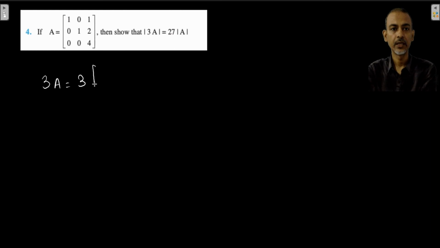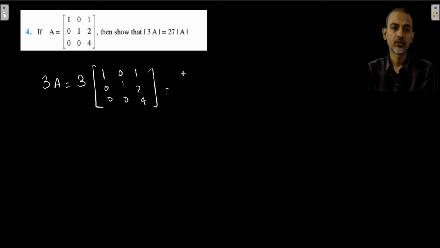Will be 3, and then we have to write the determinant 1, 0, 0, 0, 1, 0, 1, 2, 4, and we have to multiply each term with 3. We have done it just like the last time, so this time we will do it in one step.